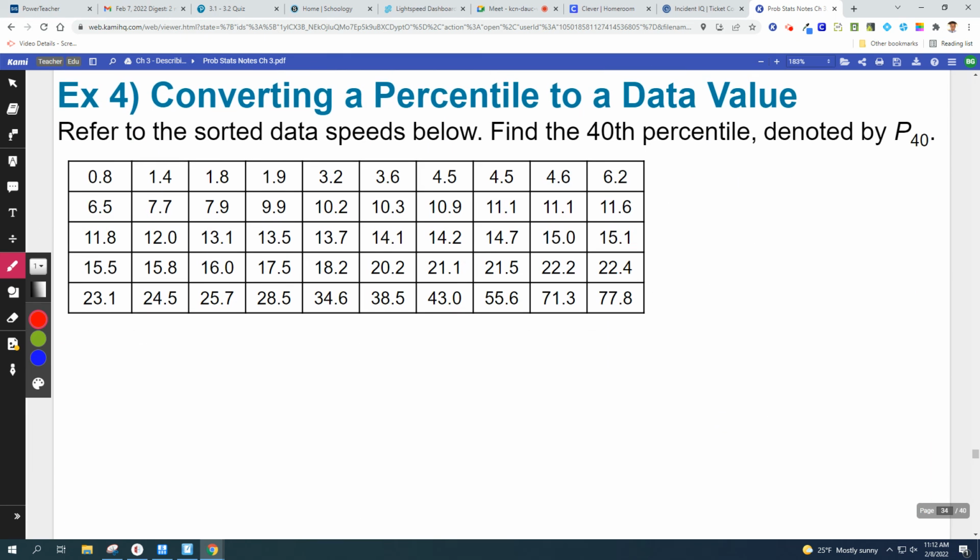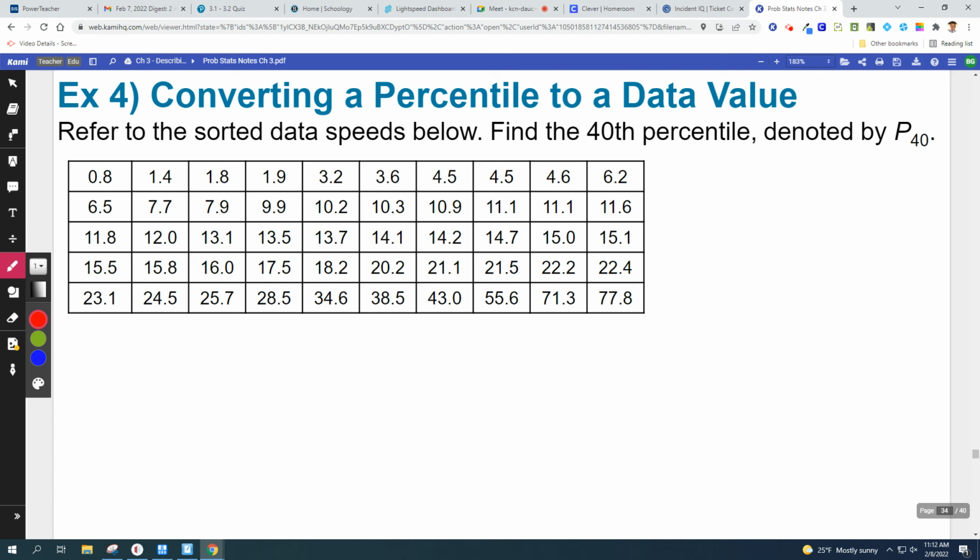I think it makes a lot more sense if you find an example. So example 4, converting a percentile to a data value. Refer to the sorted data speeds below. Find the 40th percentile denoted by P40. So P40. We want to know which number we're looking at here. Or in other words, we want to know the number that has 40% of the numbers below it.